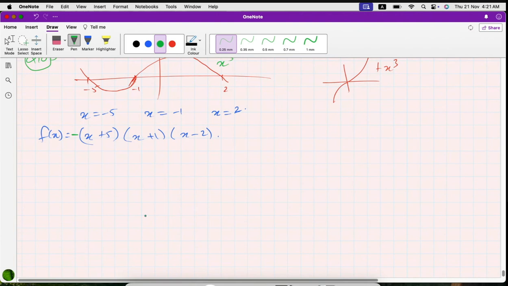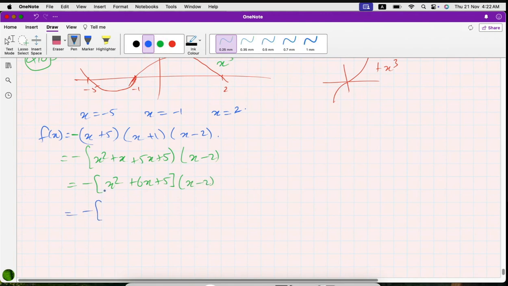Now I'll simplify for f of x. I'm keeping that negative outside for later. This is x square plus x plus 5x plus 5 times x minus 2. Negative stays outside. x square plus 6x plus 5 into x minus 2. So x cube minus 2x square plus 6x square minus 12x plus 5x minus 10. Negative x cube plus 4x square minus 7x minus 10.